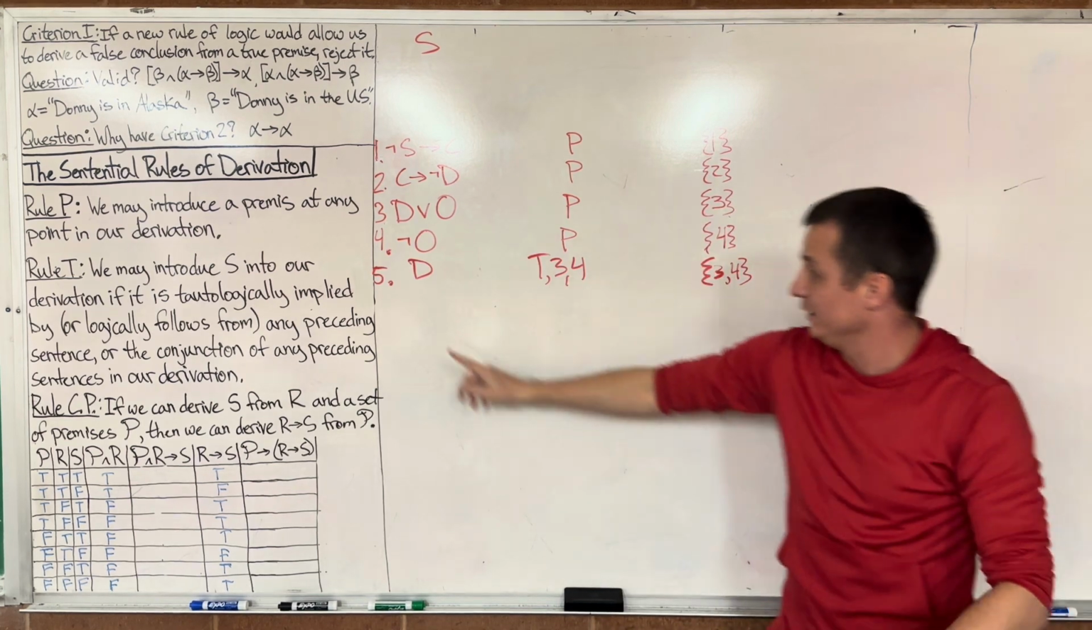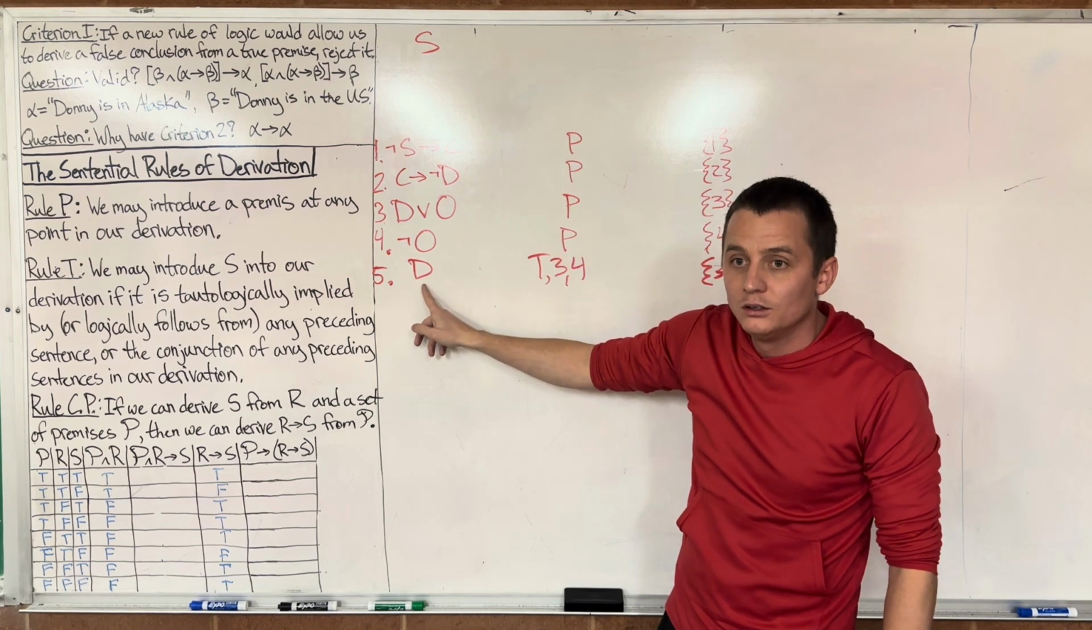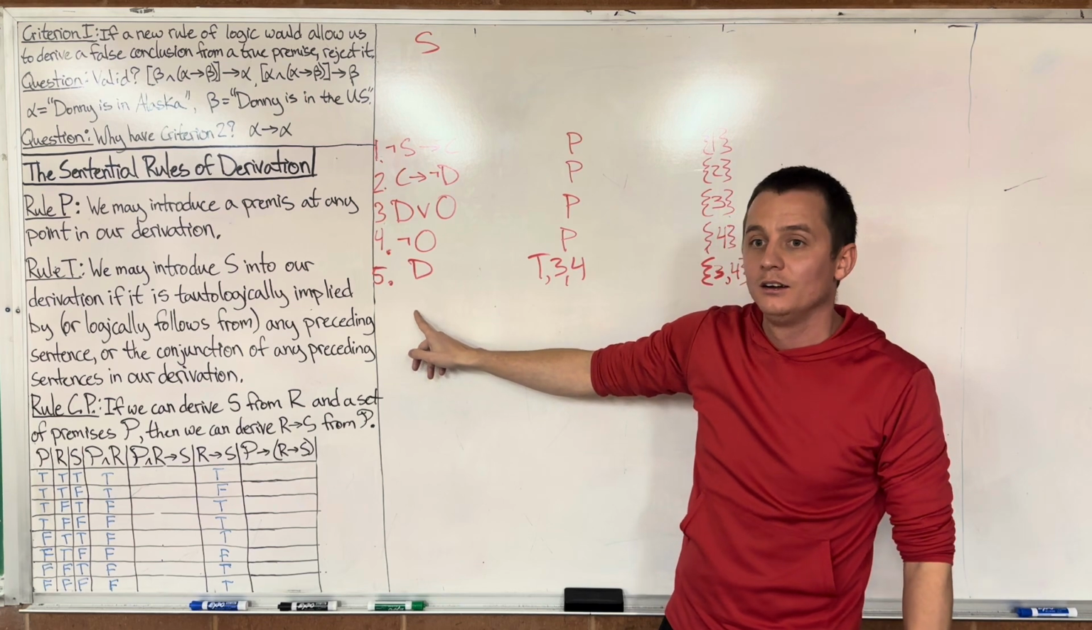So now, we got D. Of course, we're not done. We're trying to get to S. So now I know D is true. Now what do I know? If I know D is true, what can I conclude next?